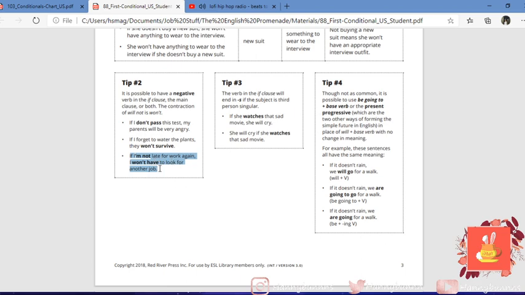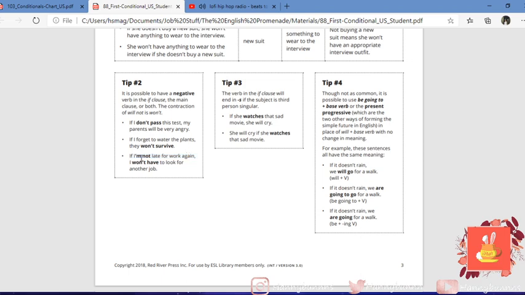So this one's very tricky. You might have to stop and think about this for a moment. So I'm going to break it down with you guys. If I'm not late for work again, so let's say if I attend work on time, I won't have to look for another job, then I will keep my job, is basically what the sentence is saying. But they're presenting it as a double negative, which is why you have to sit down and think for a second. Like, why did you decide to do this?